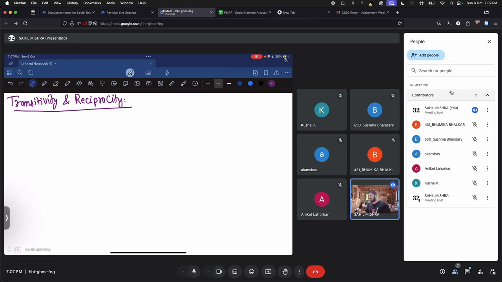So what is transitivity? Transitivity means if there exists a link from A to B and there exists a link from B to C, there should exist a link from A to C, correct? In a social network also, if A is a friend of B, and B is a friend of C, there is a high chance that A is also a friend of C.